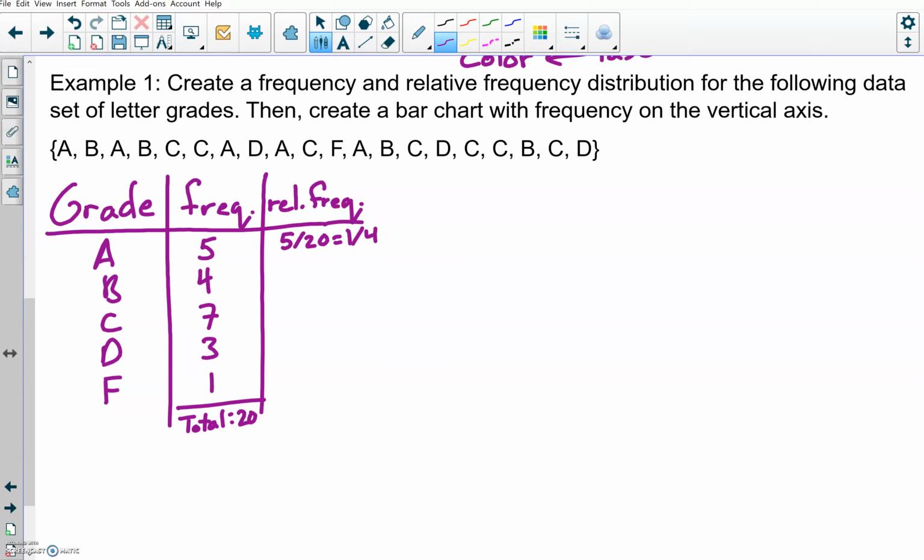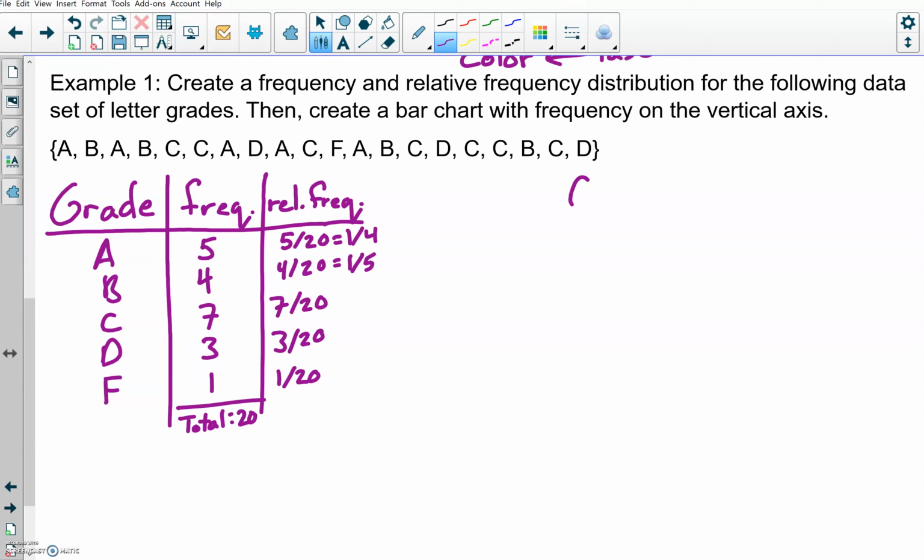I'm just going to leave it as a fraction. It's totally fine to do that. We'll have 4 out of 20, which is equal to 1/5. You have 7 out of 20, which is equal to 7 out of 20. And 3 out of 20 also doesn't reduce. 1 out of 20 also doesn't reduce. So that's all I need to see for grade, frequency, relative frequency. If you got those numbers, you're doing good.